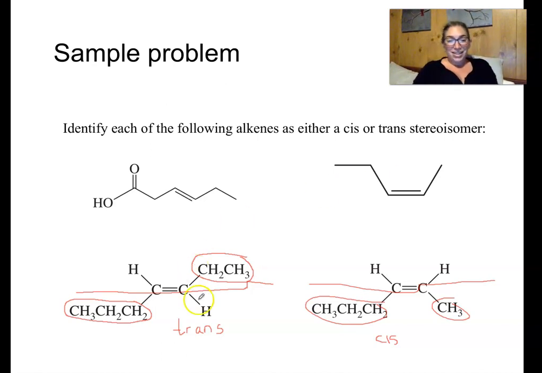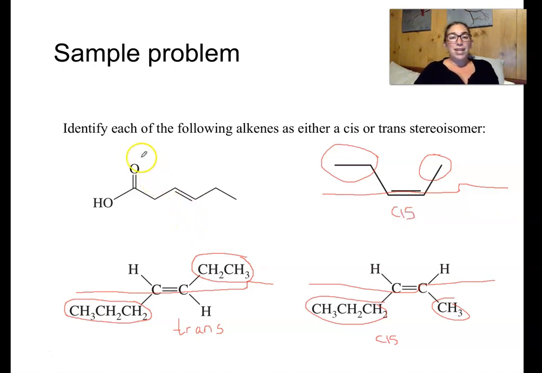All right, we're good. Now let's do the top examples. I'm going to do this one first. I'm going to take my pen and draw my line just to extend that double bond. I've got a substituent here and a substituent group here. They are both on the same side of this line. So this would also be a cis isomer.